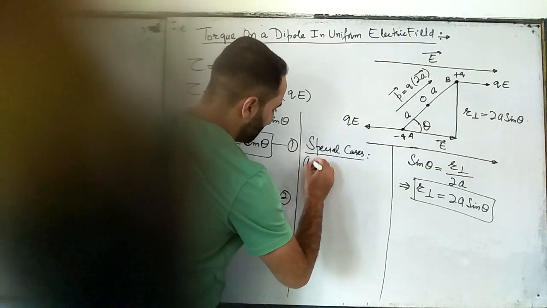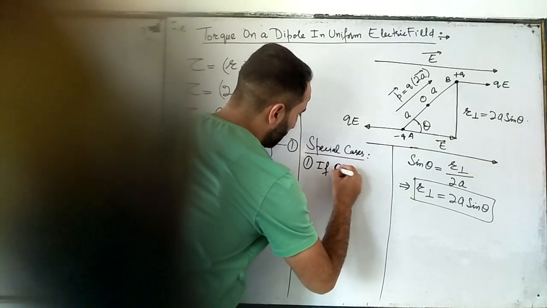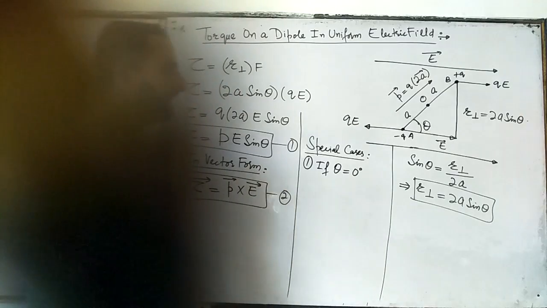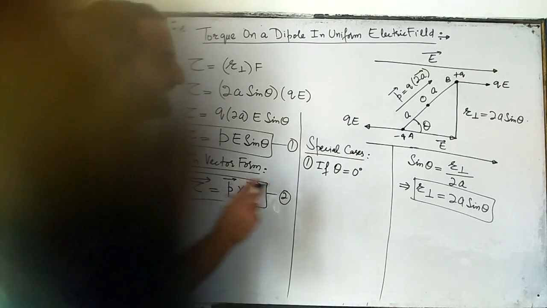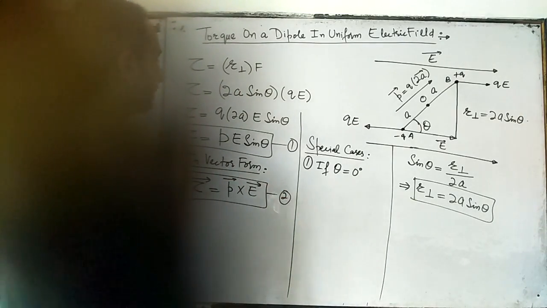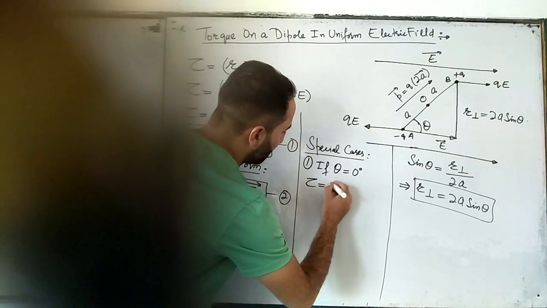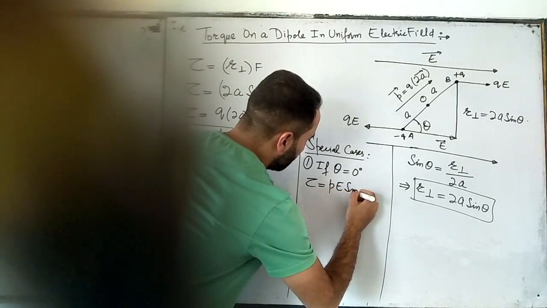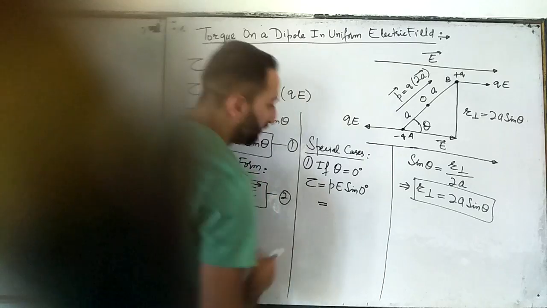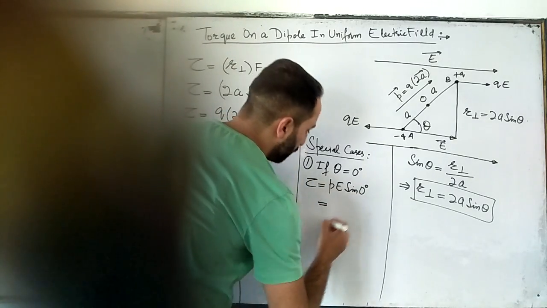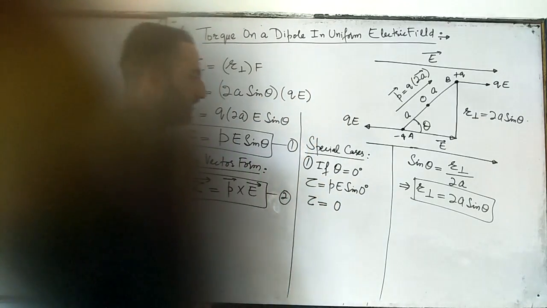Number one special case is if theta is equal to 0 degree. Theta is equal to what, beta? 0 degree. That means the dipole is aligned in the direction of the field. In that very case, torque will obviously be equal to PE into sin 0 degree. Sin 0 is equal to what, beta? 0. Then this into 0 is equal to 0. So torque will be equal to 0.